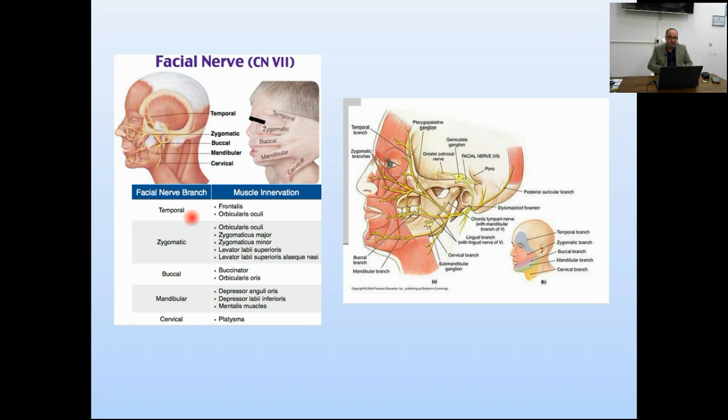The buccal branch supplies the buccinator and the orbicularis oris. The mandibular branch supplies the depressor anguli oris, the depressor labii inferioris, and the mentalis muscle. And the cervical branch supplies the platysma muscle.